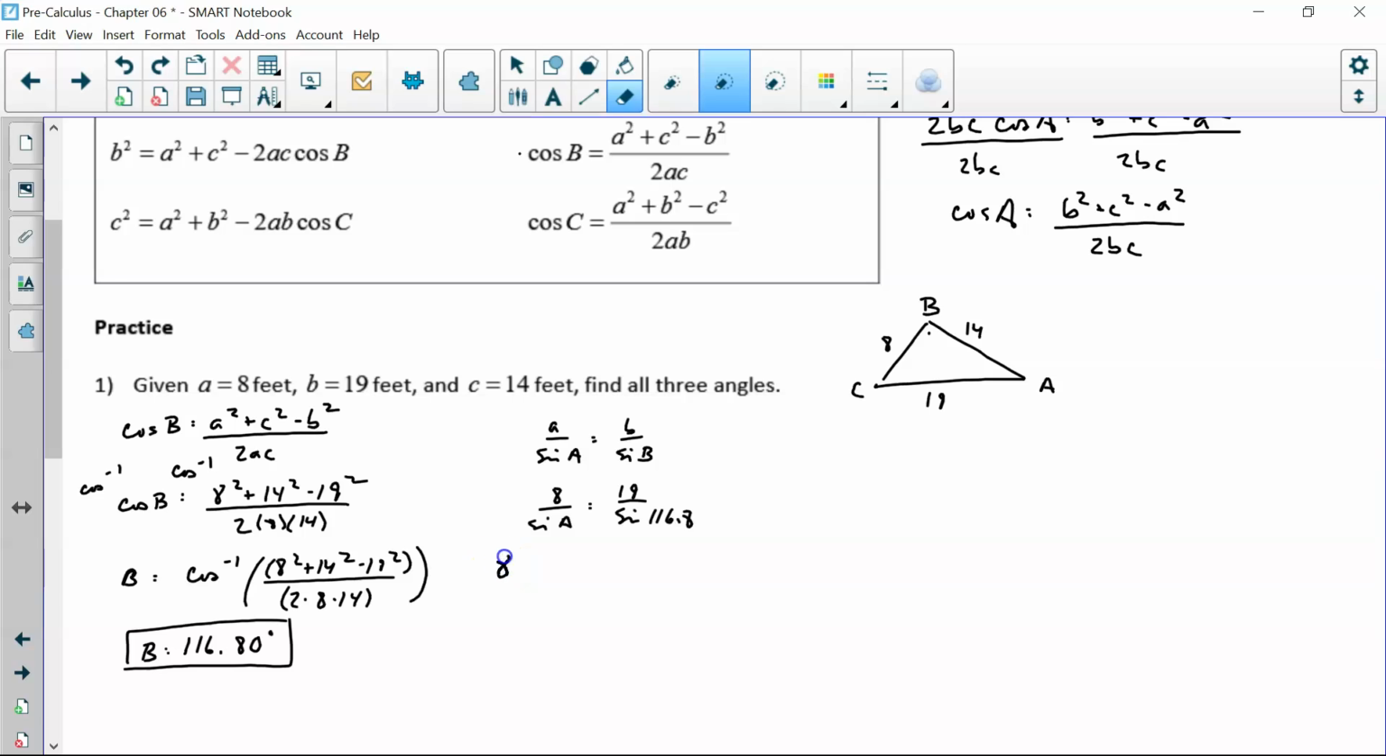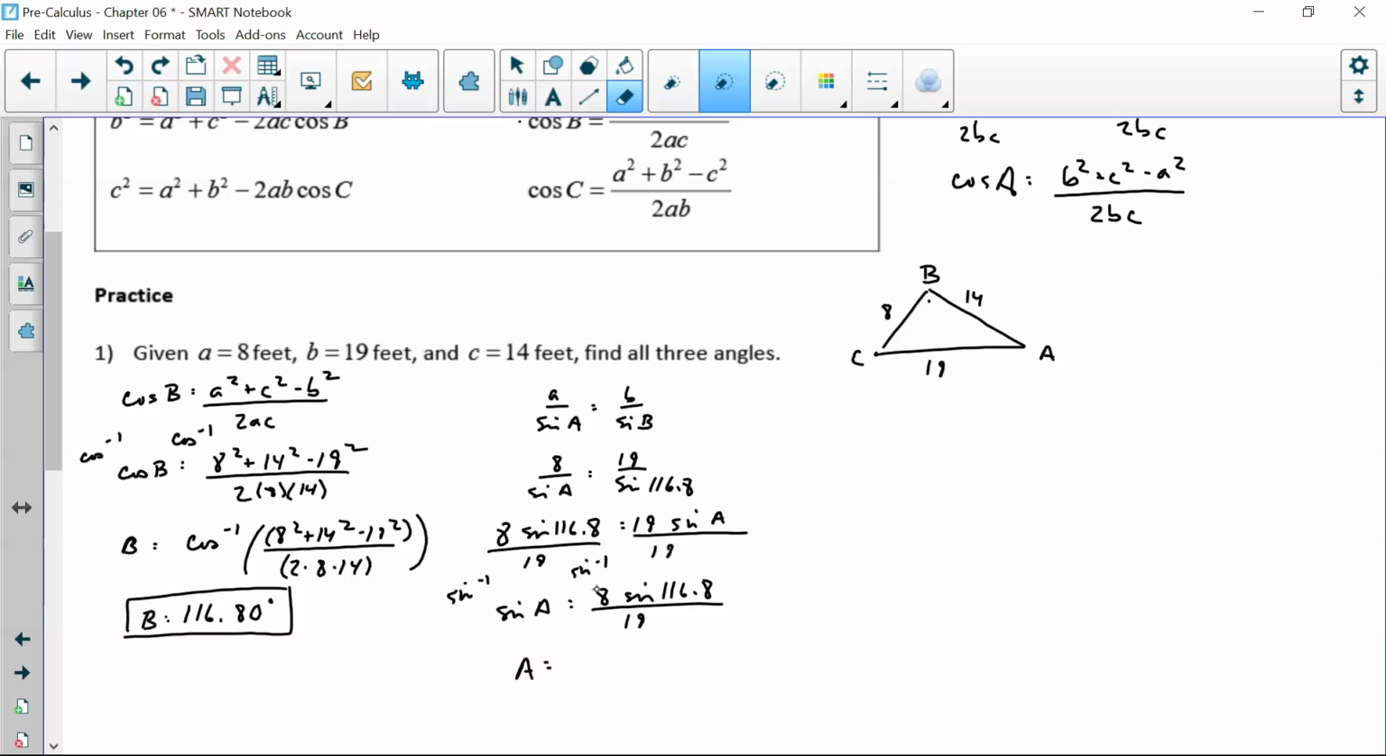Cross multiply: 8 times the sine of 116.8 equals 19 sine of A. Divide both sides by 19. The sine of A is 8 sine 116.8 divided by 19. Then we'll take the sine inverse of both sides. So angle A is the sine inverse of all of that. You're going to get about 22.08 degrees.